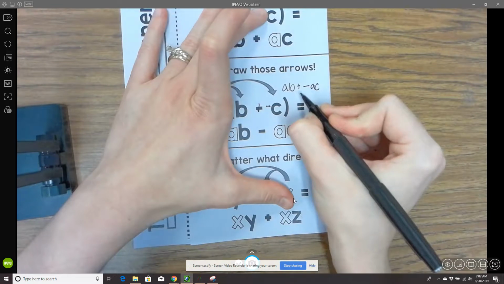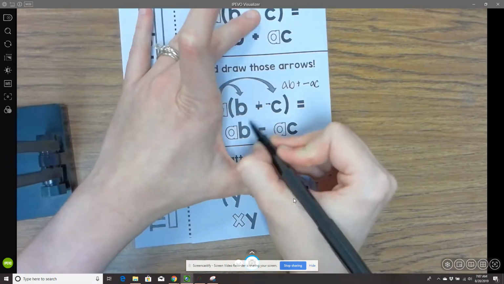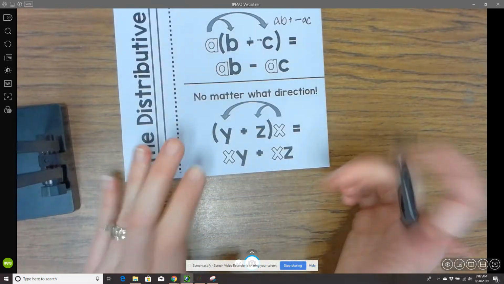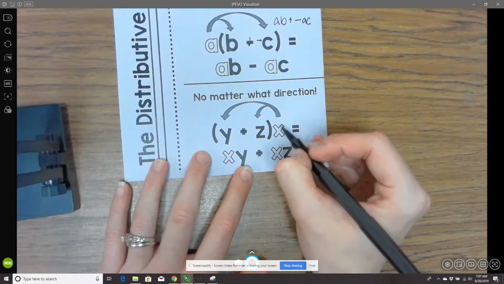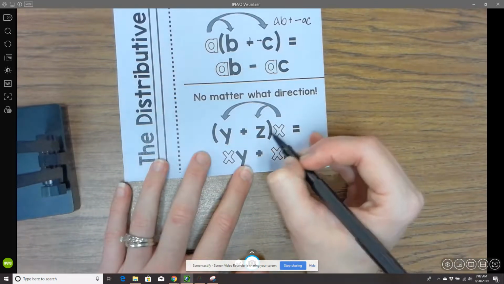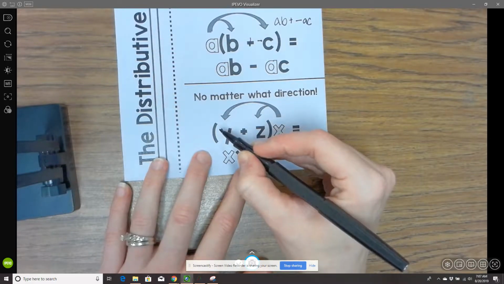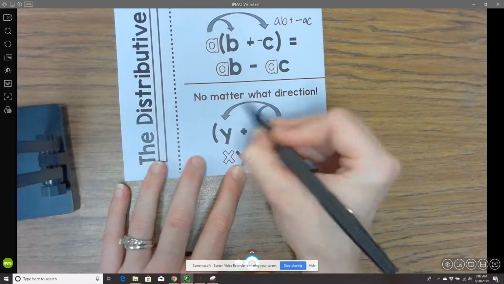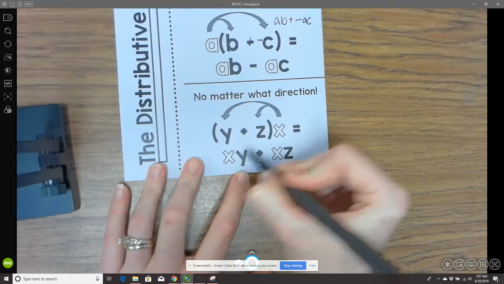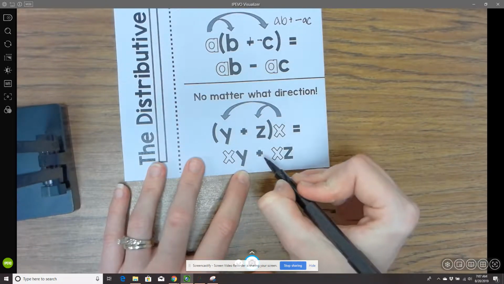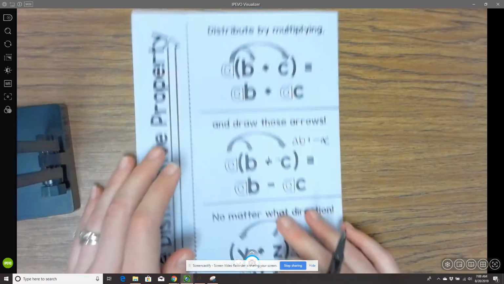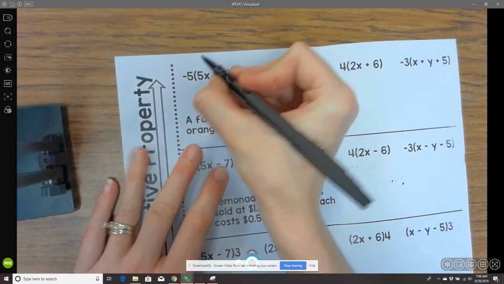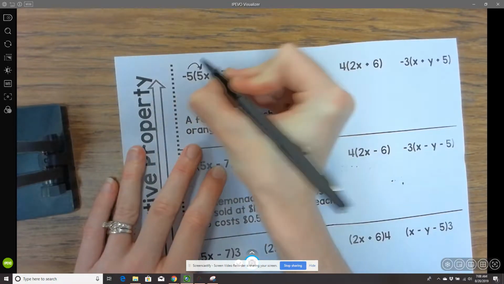But again, if we simplify, plus a negative is the same thing. It's just our basic subtraction. And then it doesn't matter the direction. So if your number's to the right of your parentheses, you still multiply it across everything that's in your parentheses. So here you'd have X times Y, which would give you XY, and then X times Z, which would give you XZ. So inside, we've got some of these that we can do. And so remember to draw your arrows in.